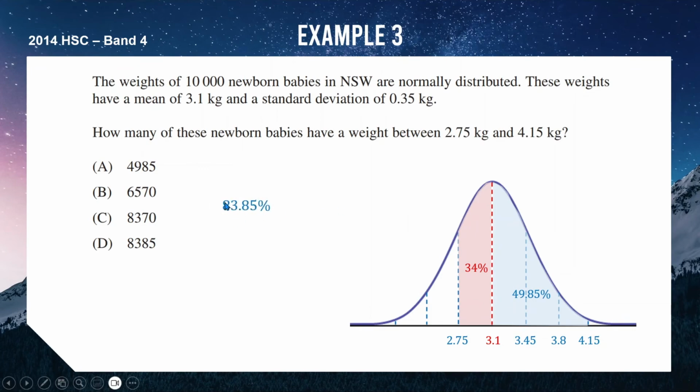So now to answer the question, our entire data set was of 10,000 babies, and so 83.85% of them are going to be between these two numbers. So I've just got to do 83.85% of 10,000, which is nice and easy.